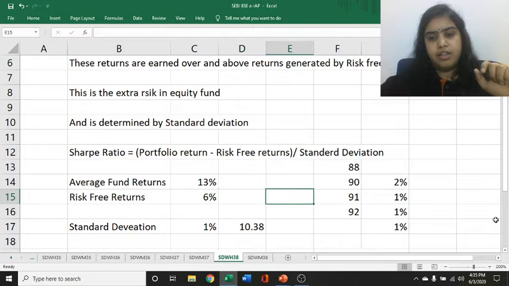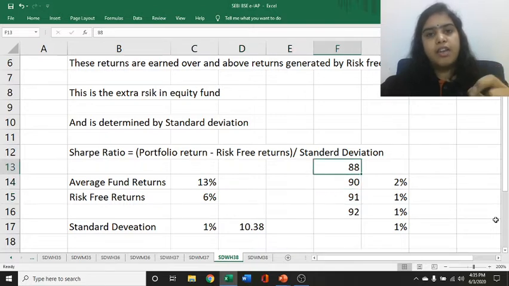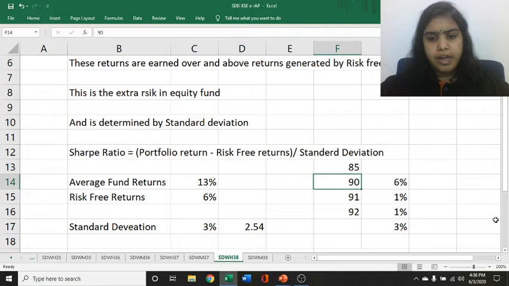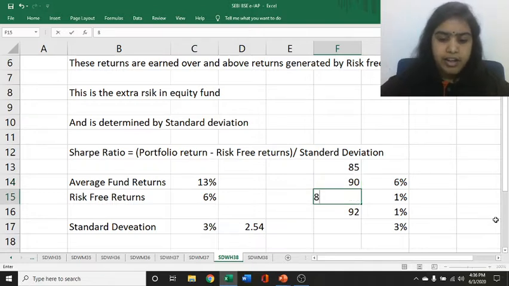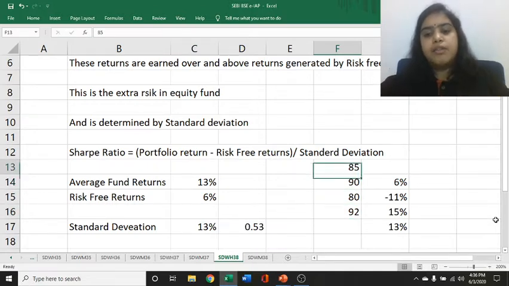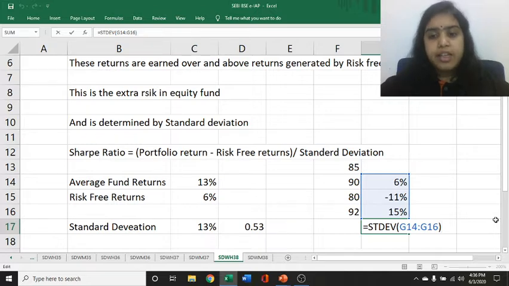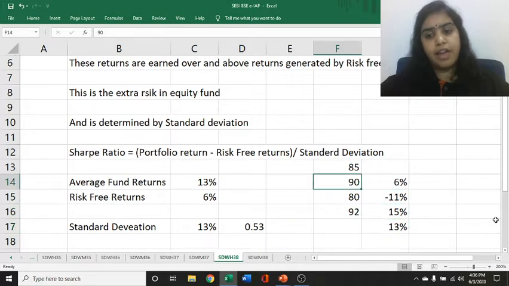What is standard deviation? Say these are the closing NAVs of your fund: 88, 90, 91, 92. If, say, the initial NAV is 85, then it goes to 90, then it goes to 80 back again, and then 92. It means from 85 to 90, the fund has delivered 6% return. From 90 to 80, minus 11%. From 80 to 92, 15%. And there is a formula in Excel called standard deviation. It is nothing but volatility. This fund is very much volatile, so standard deviation is 13, because from 85 to 90, 90 to 80, again 92, it is like a roller coaster ride.